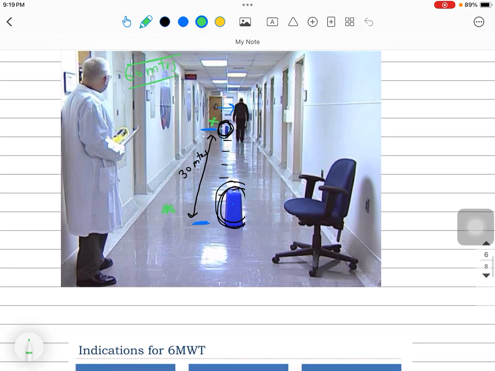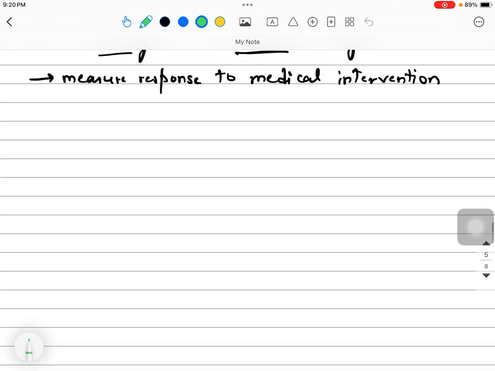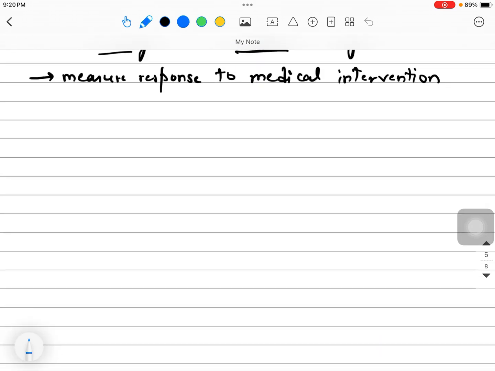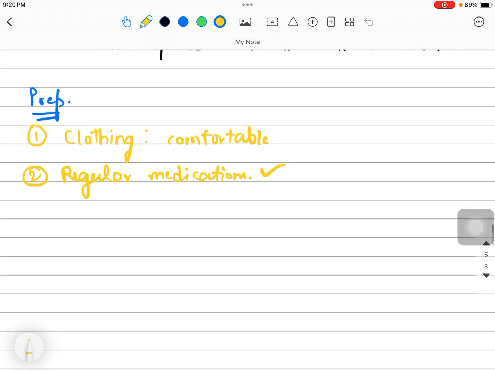Okay, so what we have talked about, I am just going to write over here as well, so that we are not missing anything, right? I am just going to use a blue color over here. So I am talking about the preparation of the patient. Some important points we have talked about. First is clothing should be comfortable, isn't it? Clothing should be comfortable for the patient. Second point, whatever regular medications the patient is taking, they can take them, no problem with that. Okay, regular medications, they should be taking them.